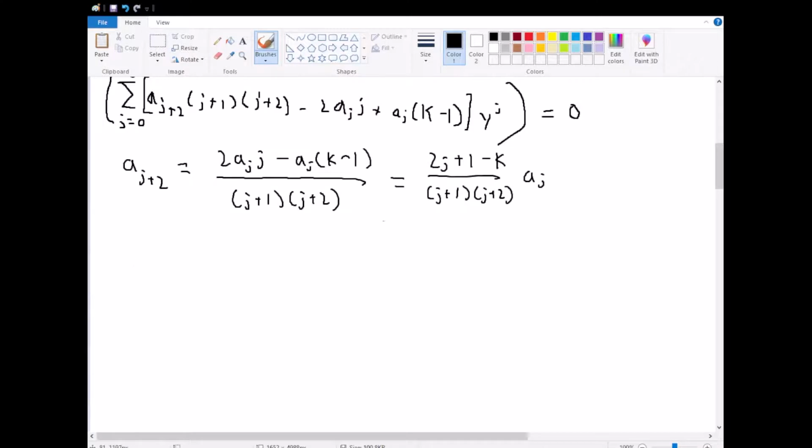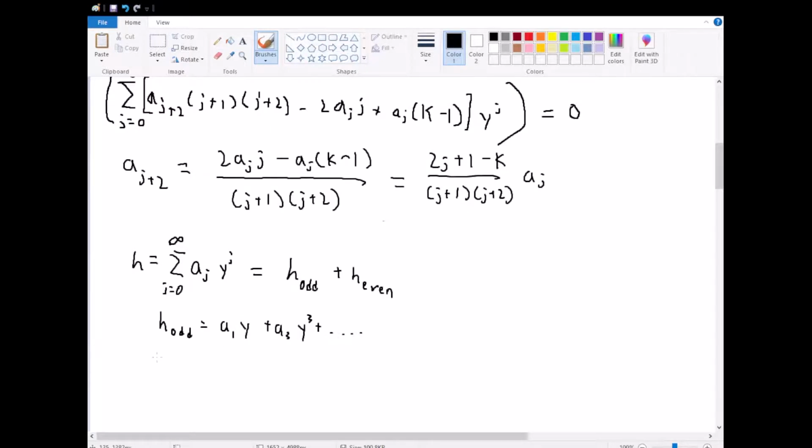So if h is equivalent to the summation of a_j times y to the power of j, starting from j equals 0 to infinity, what will happen is that this is actually going to end up being split into an odd series of terms plus an even series of terms, where the odd series is defined as a_1 times y plus a_3 times y cubed plus etc. And then we have the even series defined as a_0 plus a_2 y squared plus etc. So what happens now is that we have to determine both a_1 and a_0 to define h completely.